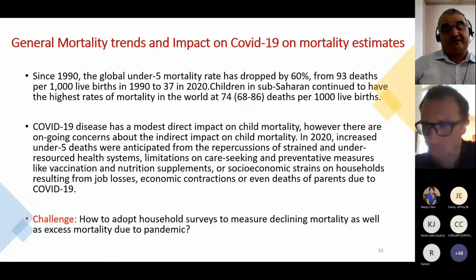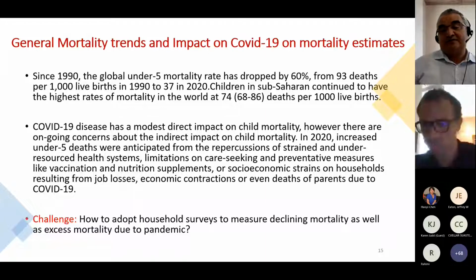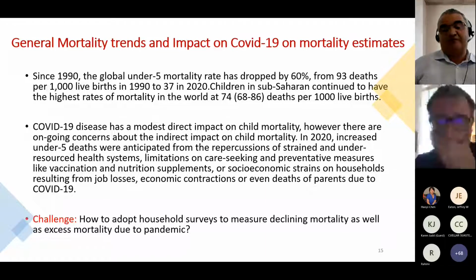And given that we have excess mortality due to the pandemic, can we consider this COVID impact on these issues? Can we adapt the household surveys to measure this declining mortality, as well as this excess mortality? This is the challenge that I believe we'll be discussing today during the panel. I briefly reminded you of the main indicators and the sample size considerations, and also an alternative idea to deal with them. So that is it from my side, and I thank you for listening to me.